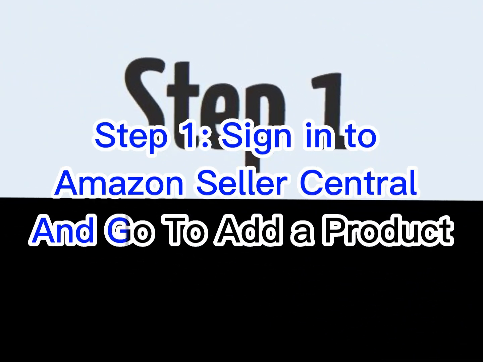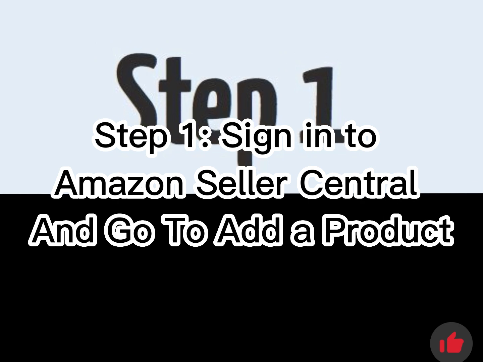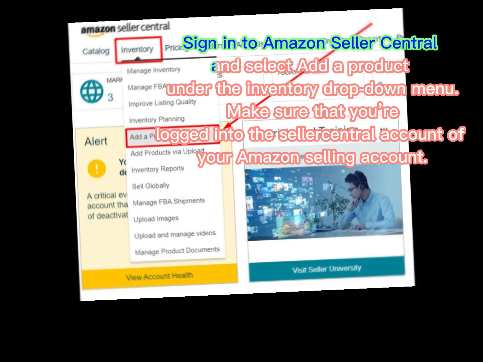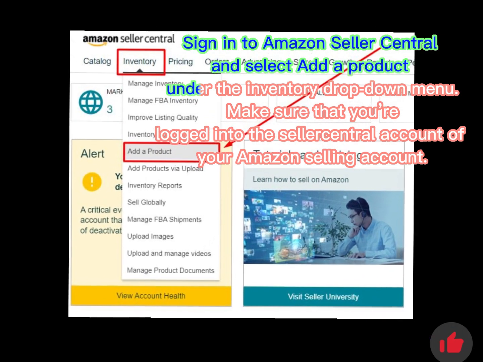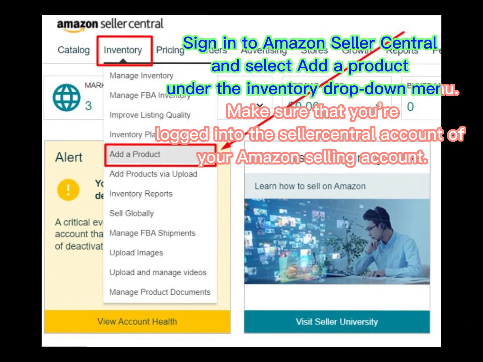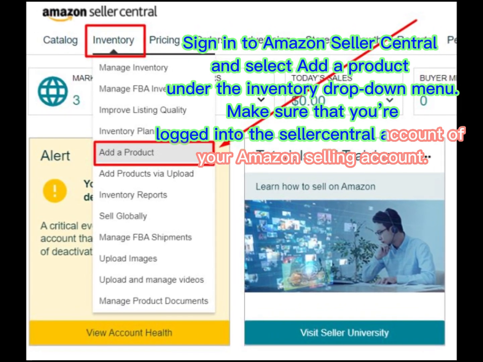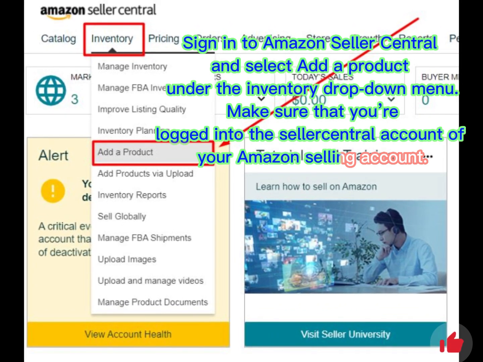Step 1. Sign in to Amazon Seller Central and go to Add a Product. Sign into Amazon Seller Central and select Add a Product. Under the Inventory drop-down menu, make sure that you're logged into the Seller Central account of your Amazon selling account.